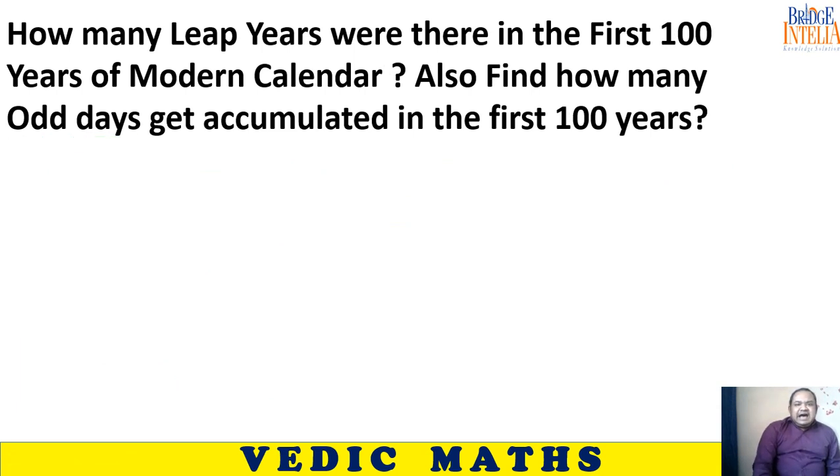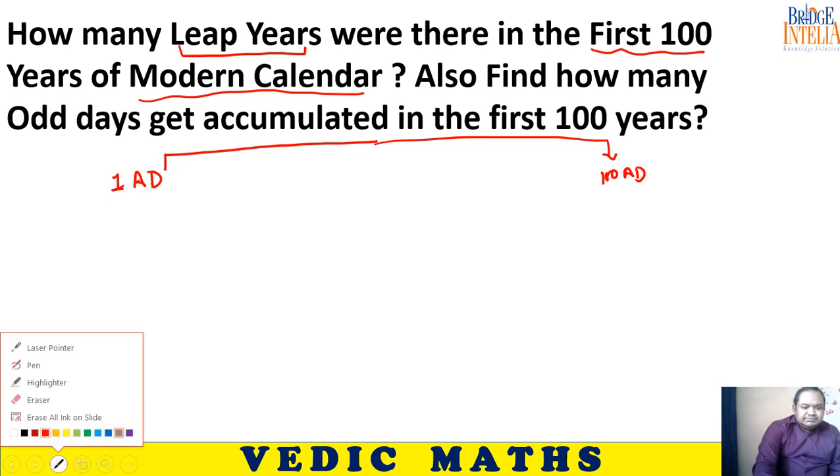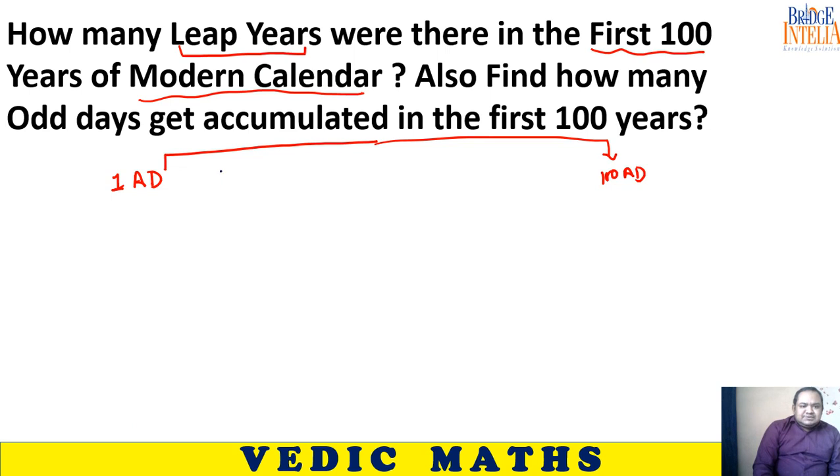Now this question: how many leap years are there in the first 100 years of the modern calendar? So between 1 AD to 100 AD, how many leap years are there? Leap years are basically multiples of 4, but there is one exception. So 4 AD, 8 AD, 12 AD, so basically multiples of 4. If you continue this way, 88 AD, 92 AD, 96 AD.